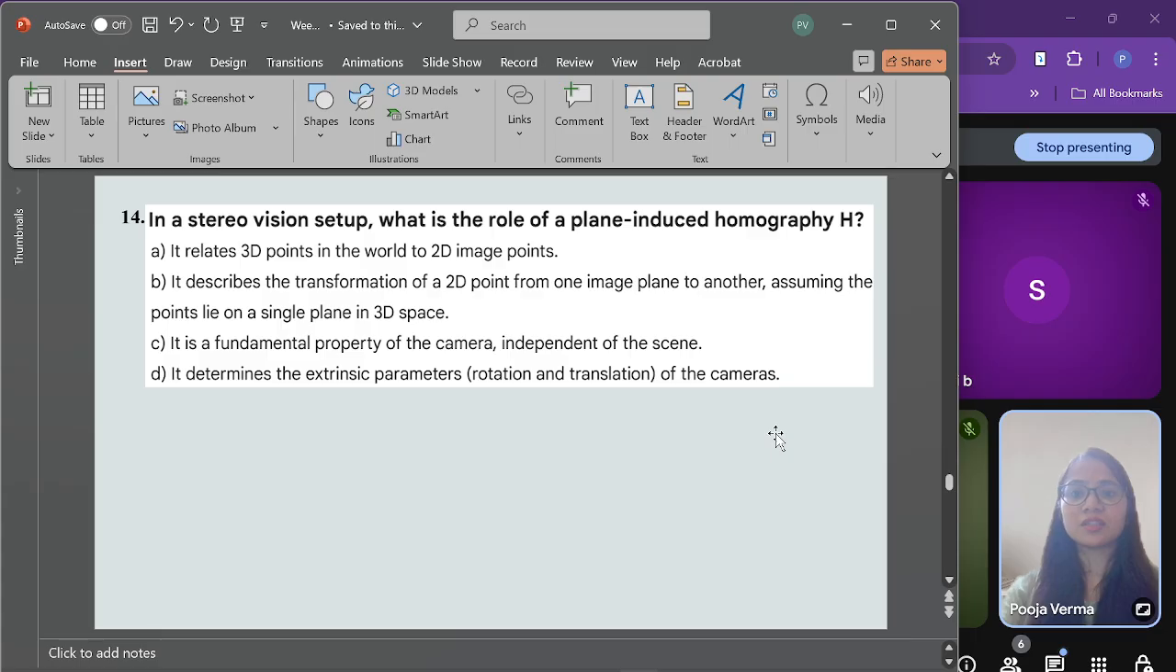Now the next question: in a stereo vision setup, what is the role of the plane induced homography H? Can any one of you tell? Option A: it relates 3D points in the world to 2D image points. Option B: it describes the transformation of 2D points from one image plane to another, assuming the points lie on a single plane in 3D space. Option C: it is a fundamental property of the camera independent of the scene. Option D: it determines the extrinsic parameters of the camera, rotation and translation. Anyone?